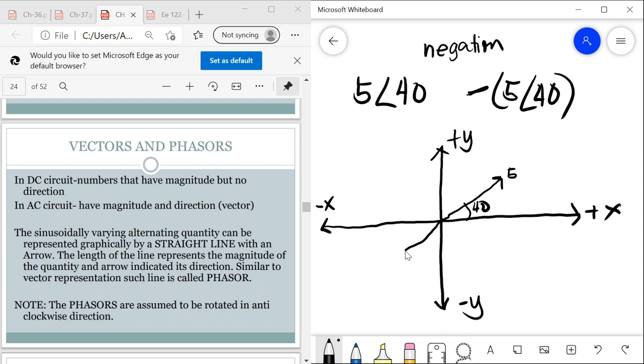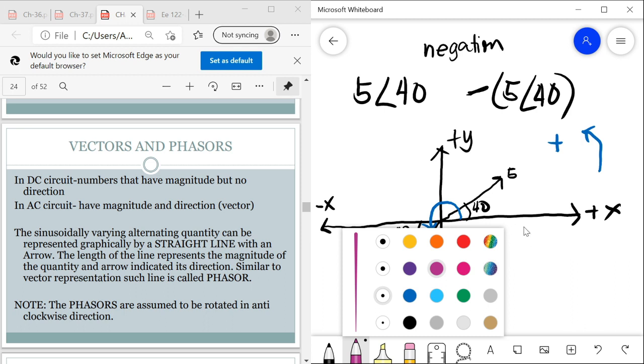So, here is the 5. Since this is also negative because it is in parentheses, your reference here is this negative x-axis. So, this is 40 degrees. It is just the negation of positive 5 angle 40 degrees. So, since this is our reference positive x-axis, what will be the value of the angle from our reference positive x-axis to this point? What will be this angle when we read it in positive anti-clockwise direction, and what will be the value of the angle at clockwise direction?